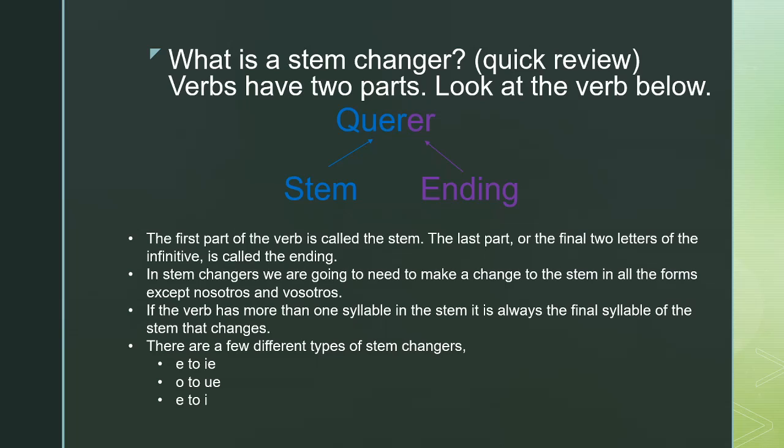And if a verb has more than one syllable in the stem, then it's that final syllable of the stem that's going to be changing. There are a few different types of stem changers. In this case, we see that there are E to IE stem changers, there's O to UE stem changers, and there's E to I stem changers. Some people would even say that there's U to UE stem changers, but we just don't really find those outside of the verb jugar.